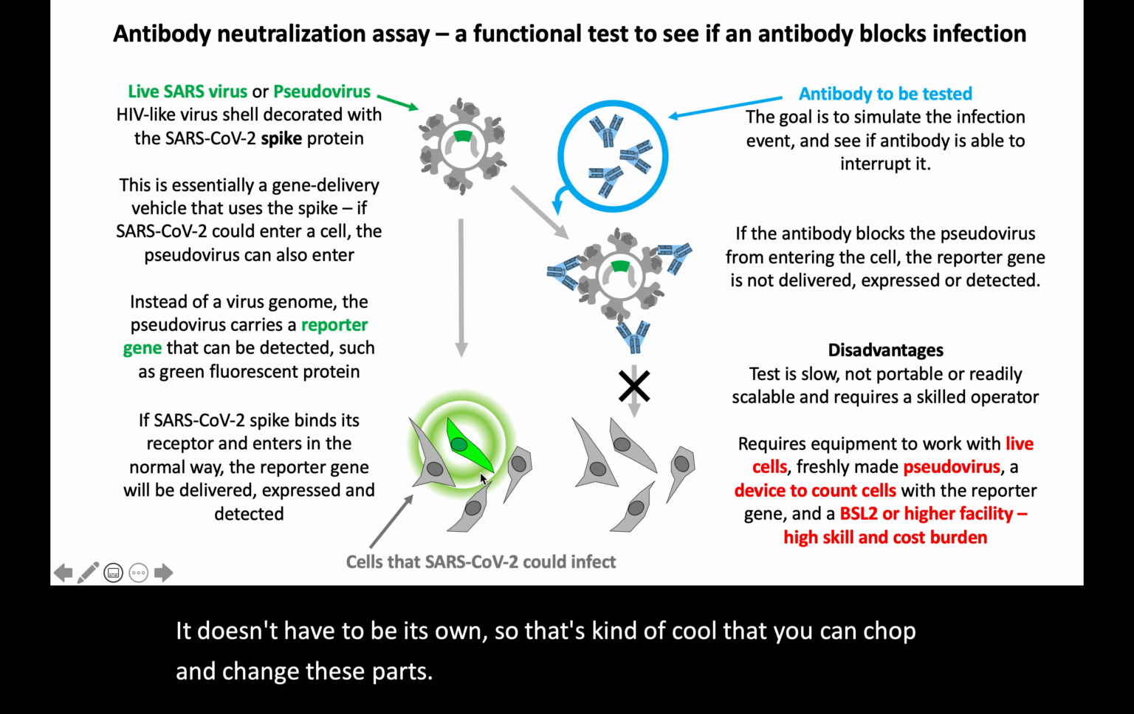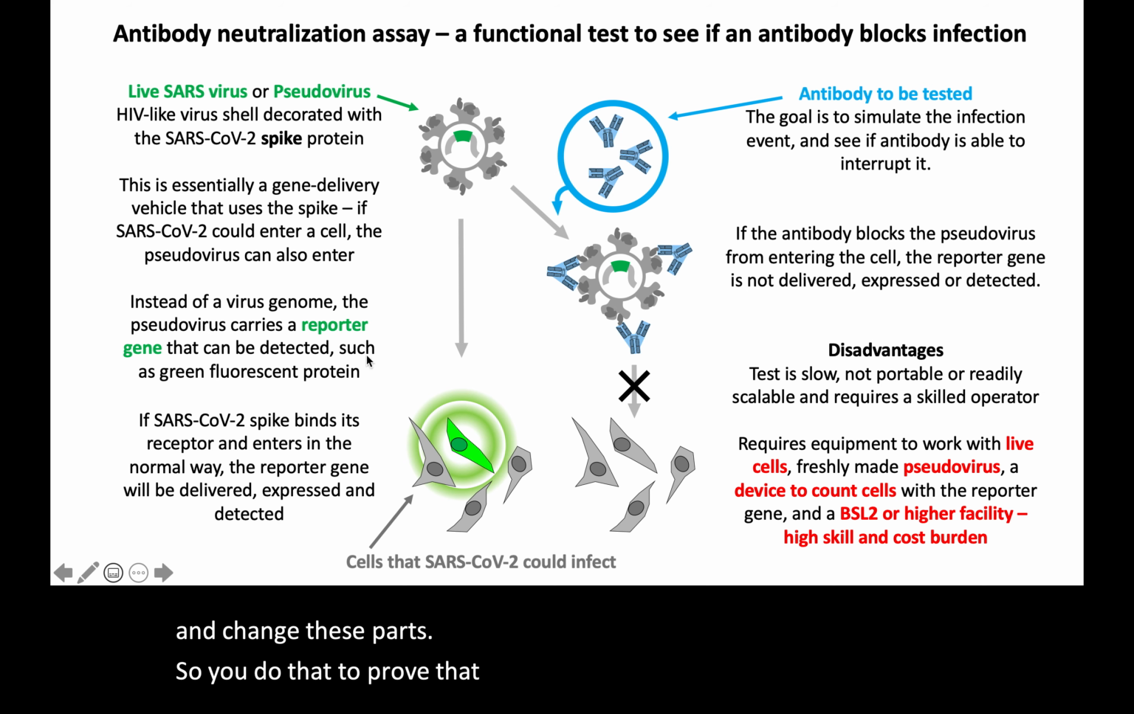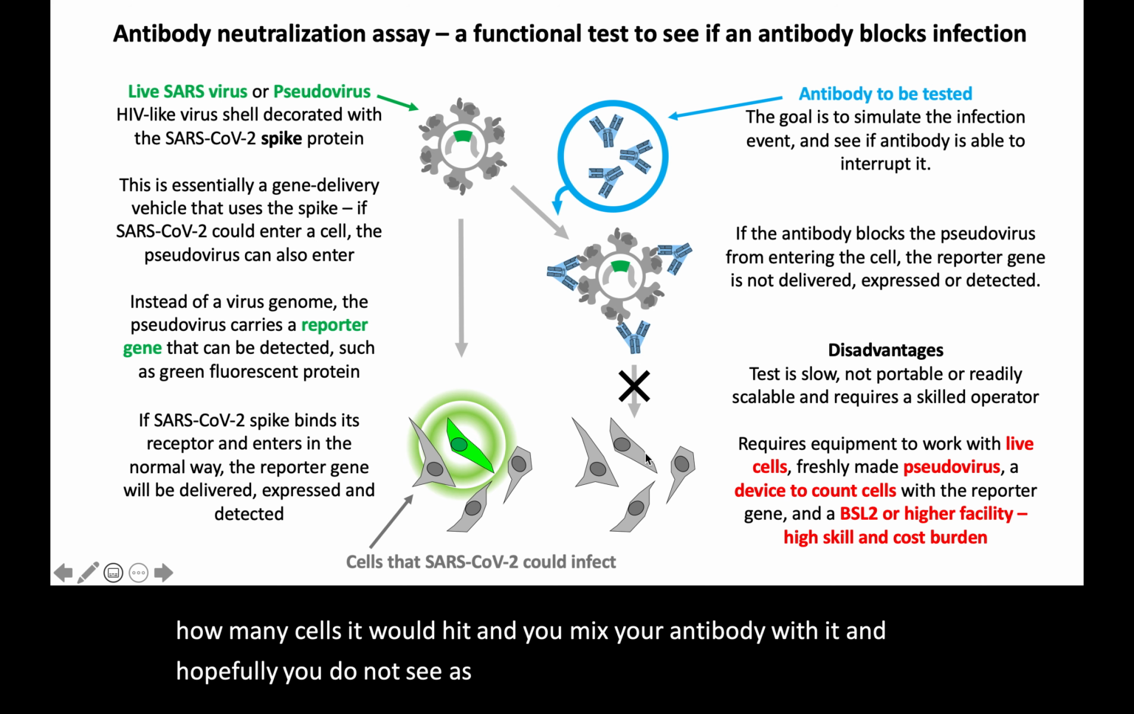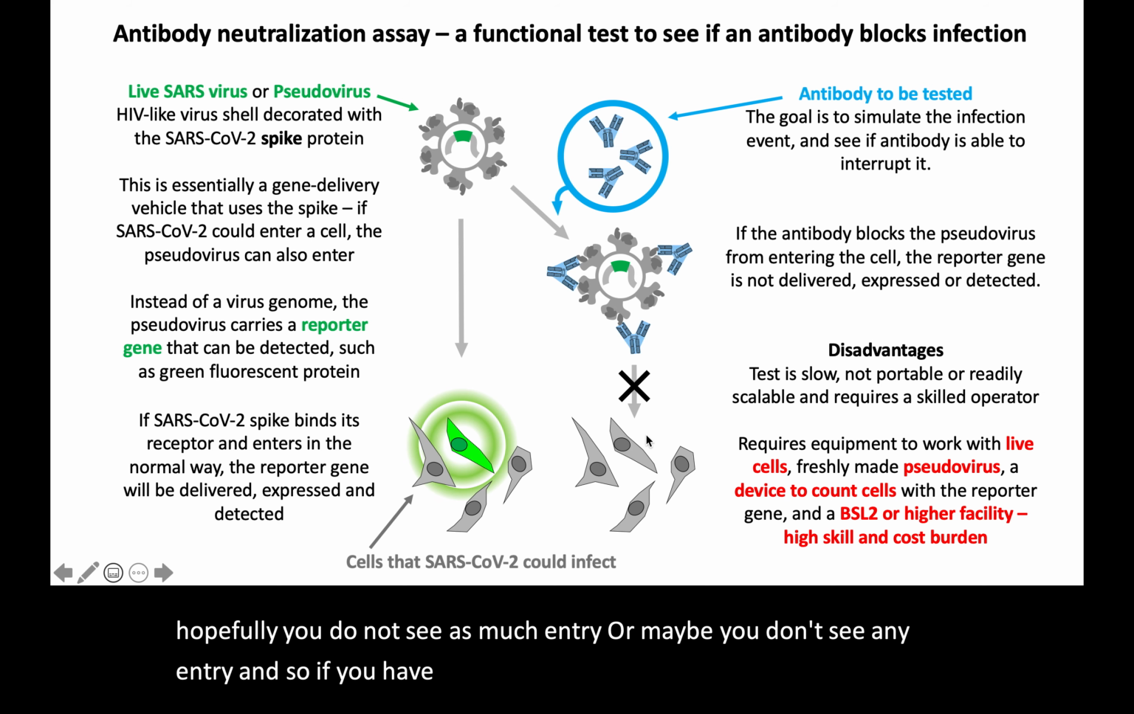So you do that just to prove that this thing could have got in, and this is how many cells it would have hit. And then you mix your antibody with it, and hopefully you do not see as much entry, or maybe you don't see any entry. And if you have this situation, then you have neutralized.